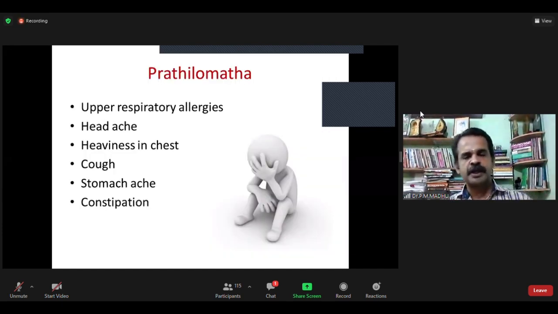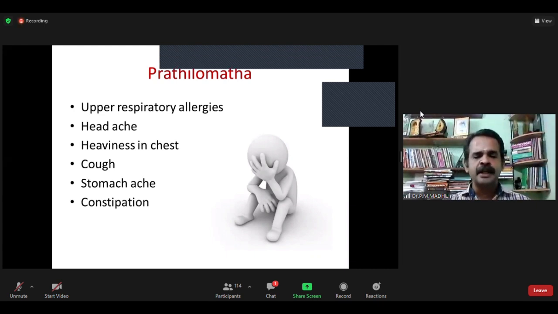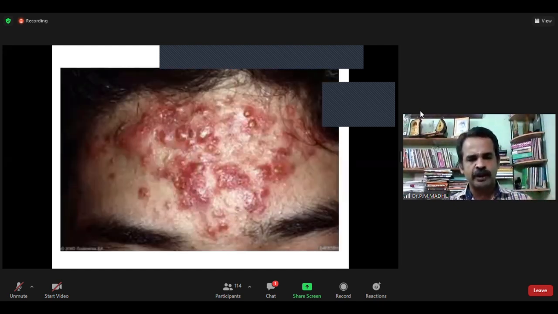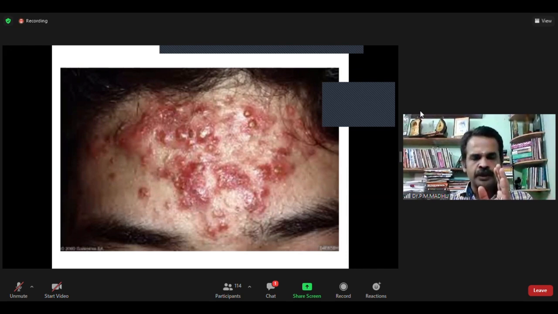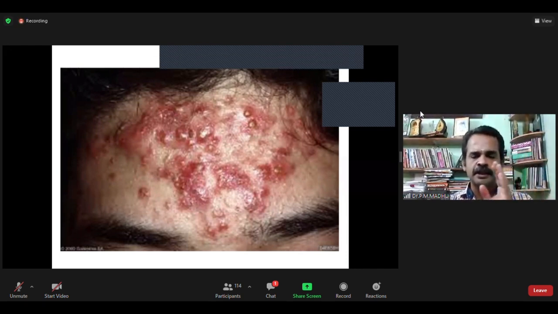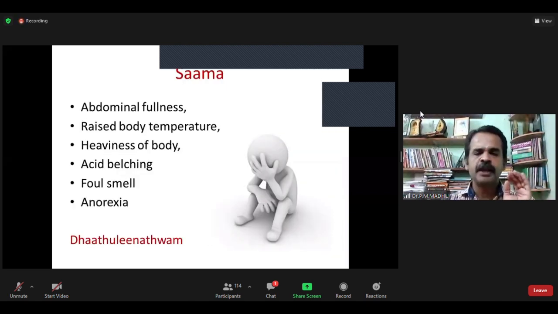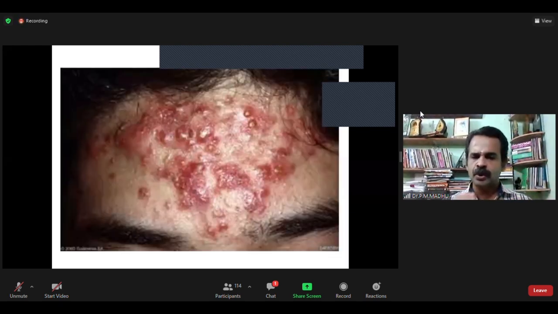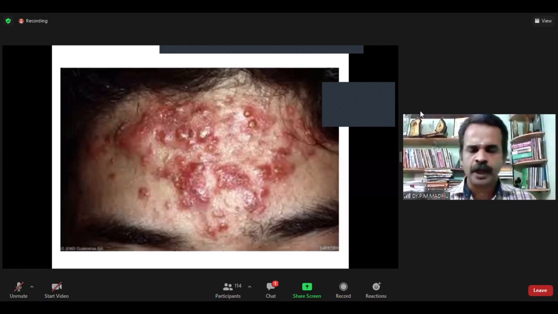The upper respiratory allergies will be there, headache will be there, heaviness in chest will be there. Like that, if they have the symptoms of Pratulomata inside their body, there will be no use with the Nimbadi Kashaya or Manjishtari Kashaya or Guluchari Kashaya. We have to give a strong anulomana drug to pacify the Pratulomata inside their body.